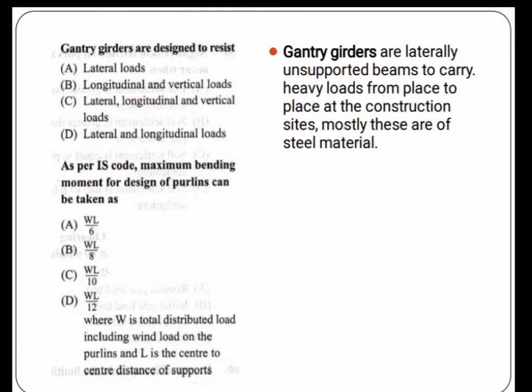Now proceeding to the next question. As per Indian Standard Code specification, maximum bending moment for design of purlins can be taken as. The correct answer for this question is WL by 10, that is option C, where W is the total distributed load including wind load on the purlin, and L is the center to center distance of supports. And a purlin in a bridge truss can be defined as the horizontal member of the bridge truss. Okay, now proceeding to the next question.